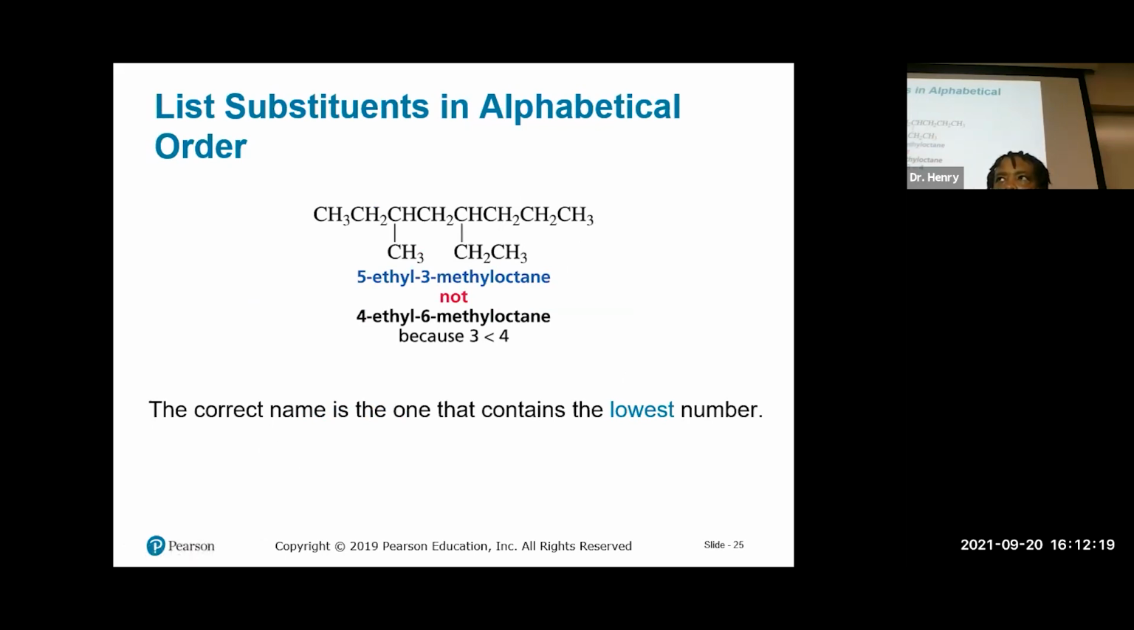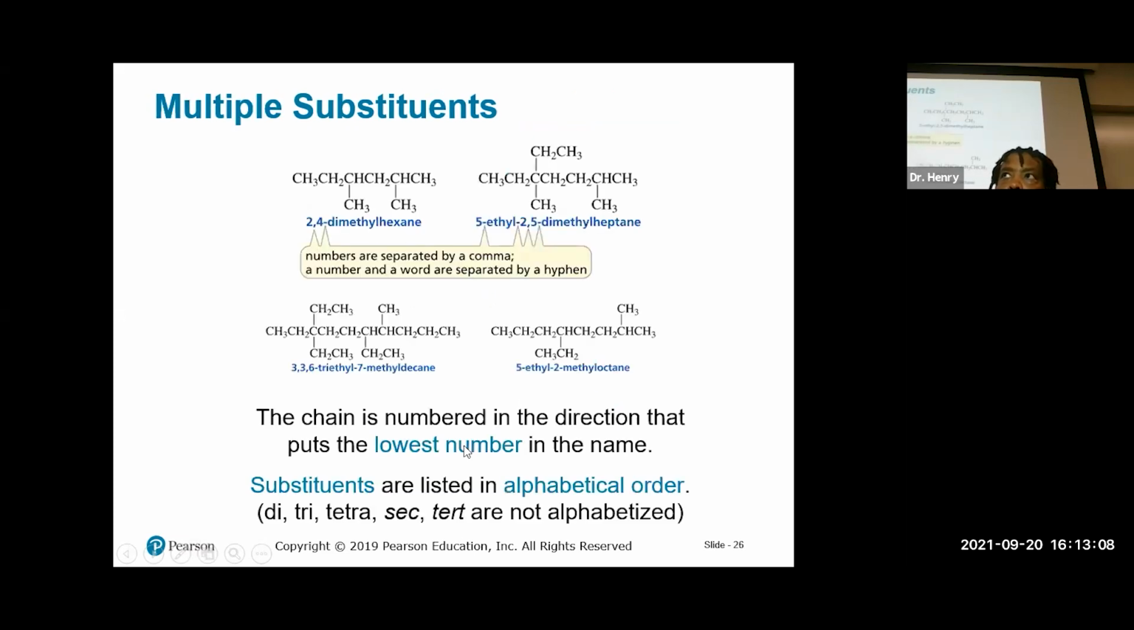So you're gonna list your substituents in alphabetical order. So E comes before M, so E comes first, right? B comes before E, so B comes first, okay? So it's gonna be in alphabetical order. And then, again, you always want to have the lowest number. So you want to number them so that they're the lowest number. Okay. So 1, 2, 3. Lowest number. And it's not going to be 1, 2, 3, 4, because we know that 3 is lower than 4.